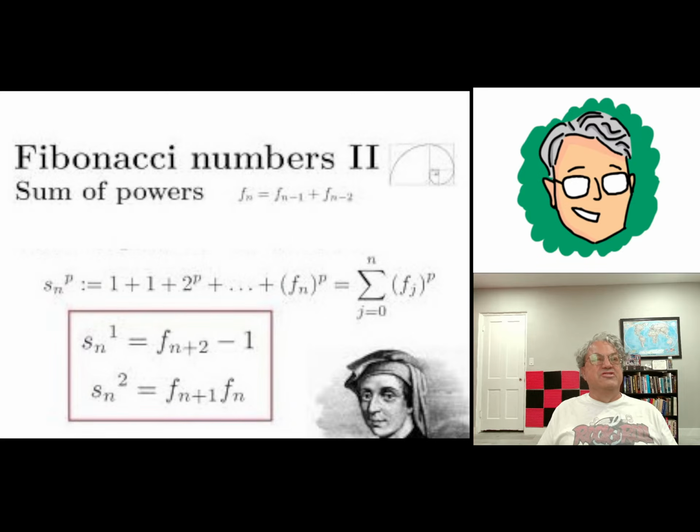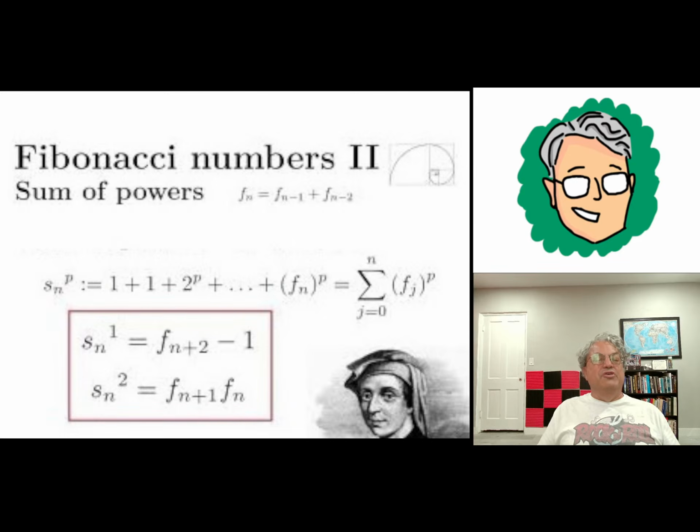So, for instance, the 5th Fibonacci number is 5, the 7th is 13. So if you did 1 plus 1 plus 2 plus 3 plus 5, that's equal to 12, which is 13 minus 1. 13 is the 7th Fibonacci number. So you just kind of skip ahead 2 and subtract 1, and that gives you the sum of the first n Fibonacci numbers. You can try it with different examples if you want.